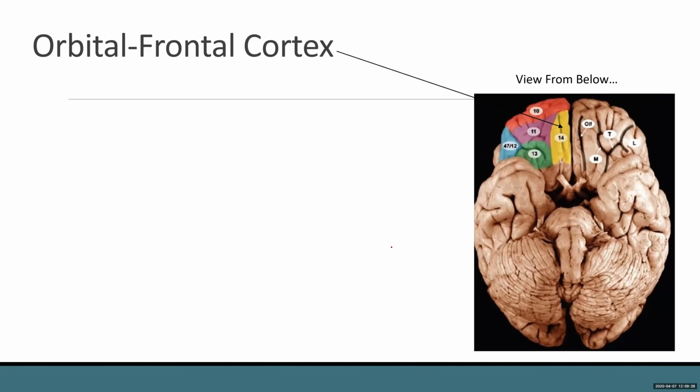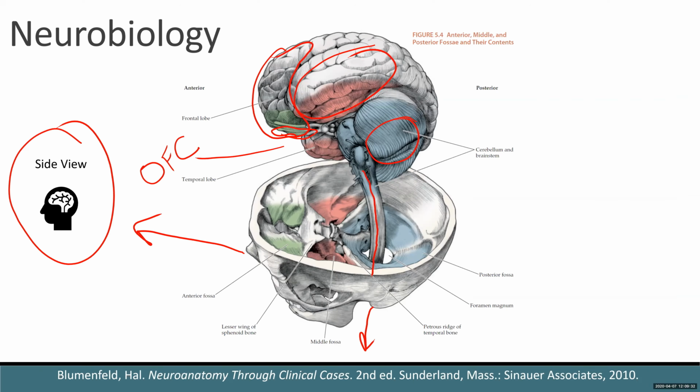Okay, so this is the orbitofrontal cortex. This is that part right here in the bottom that I was telling you about. It's part of the frontal lobe. The orbitofrontal cortex is just a subdivision of the frontal lobe, specifically a subdivision of the prefrontal cortex, which is part of the frontal lobe.